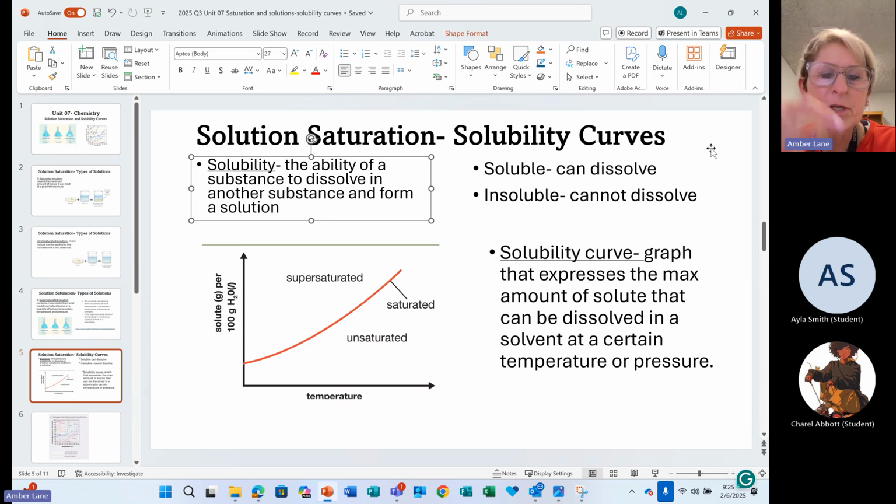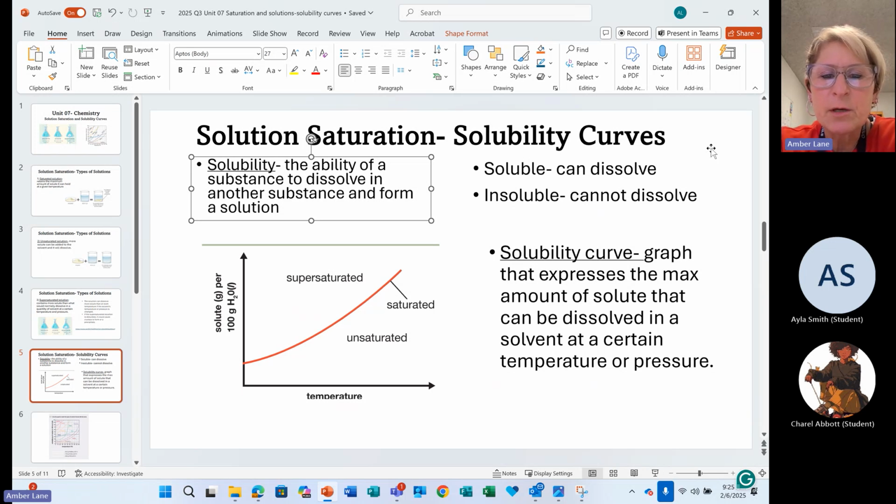So the picture I have right here, this is called a solubility curve. And on your y-axis, you're always going to have your solute per 100 grams of whatever solvent you're dealing with. In this case, it's water, okay? And then on your x-axis, you're usually going to have temperature. Nine times out of ten, you're going to have temperature.